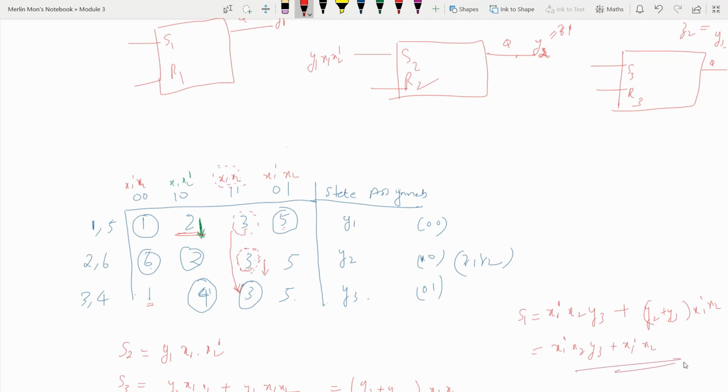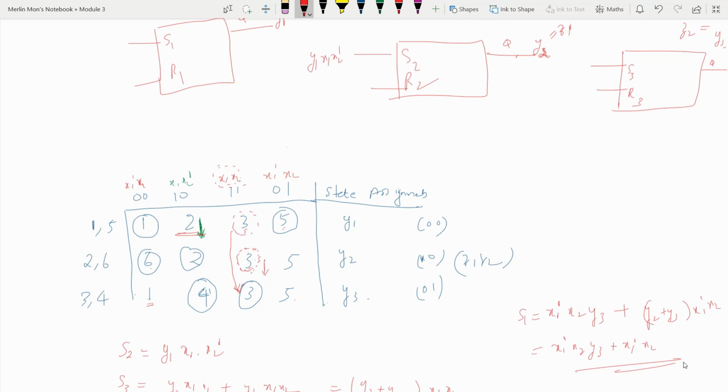So we have found the equations for S1, S2, and S3, but we also need to find the equations for R1, R2, R3, because we want the system to reset automatically after everything works. So we will give proper reset signals also.